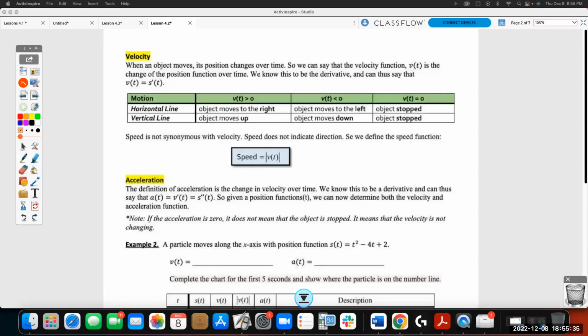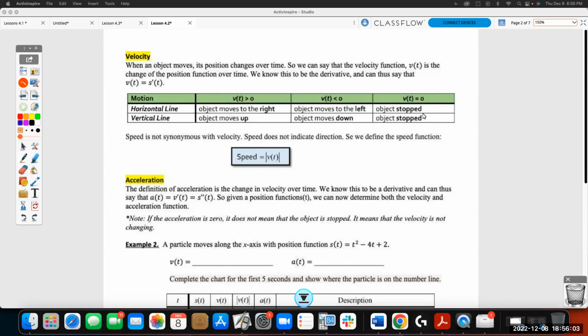All right. Now let's talk about velocity. When an object moves, its position changes over time, which means that the velocity function is the change of the position function over time. Okay, we know this to be the derivative. Thus, we can say that the velocity function is equal to the derivative of the position function. V of t is equal to s prime of t.